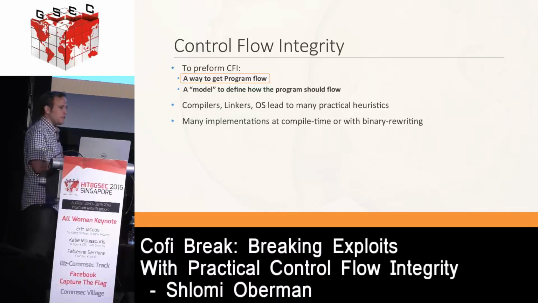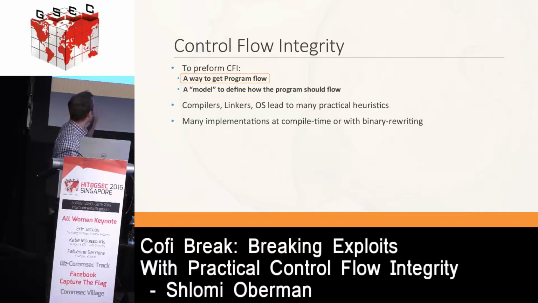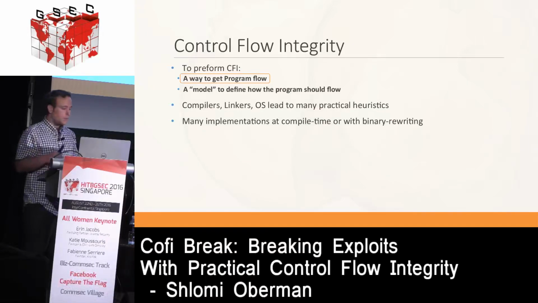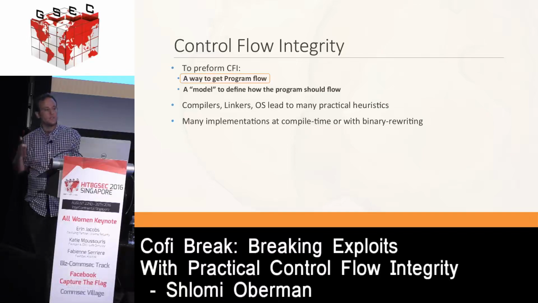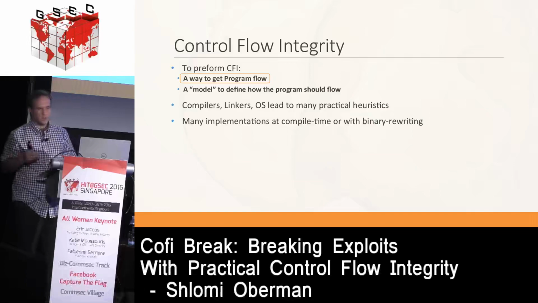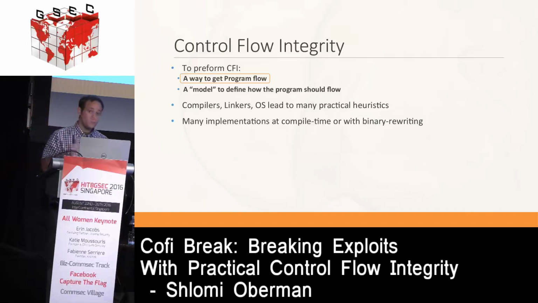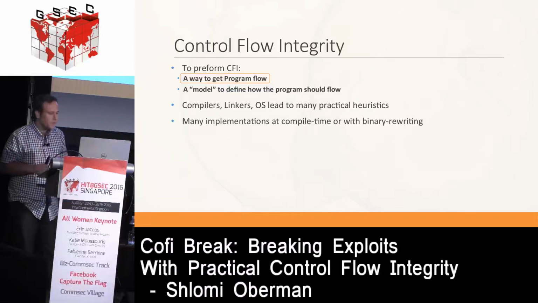Okay, to perform CFI, we have to do two things well. We have to have a way to get the program flow, and we have to have a model to define how the program should flow. Luckily, compilers and linkers write programs, right? So people don't write programs, compilers write programs. So we can assume all kinds of truths about programs, such as functions should return to their caller. People don't have to write software that way, but compilers usually write software that way.